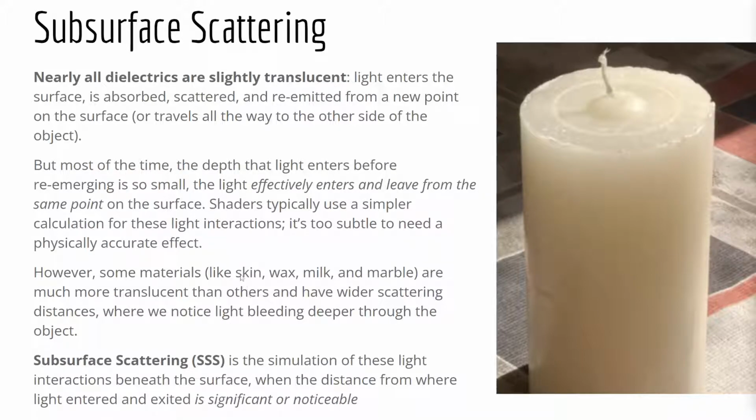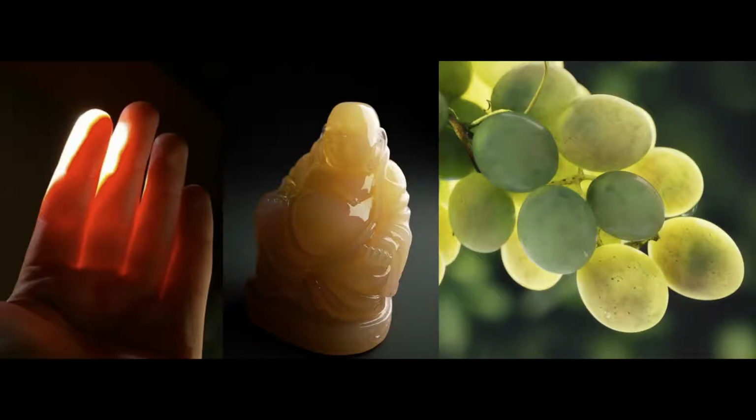However, some materials like skin, wax, milk, and marble are much more translucent than others and have a wider scattering distance. So we notice light bleeding deeper through the object. Like this wax candle in here, you can feel that light traveling through it, and it gives it a softer feeling. Subsurface scattering is the term we use for the simulation of these light interactions beneath the surface when the distance from where light entered and exited is significant or noticeable. So if we're going to notice on the real world material that light travels deep through the surface, then we're going to use subsurface scattering instead of diffuse. Here are some examples on real world materials where that would be noticeable.